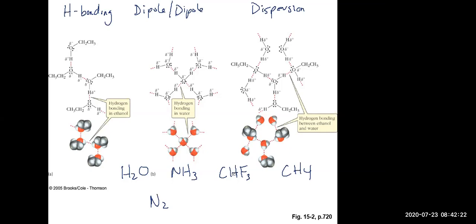All right, take a couple minutes here and think about each of these different molecules, and try to decide which of those three in terms of intermolecular forces they would use as their major part. So take a minute or so and then we'll talk about it.